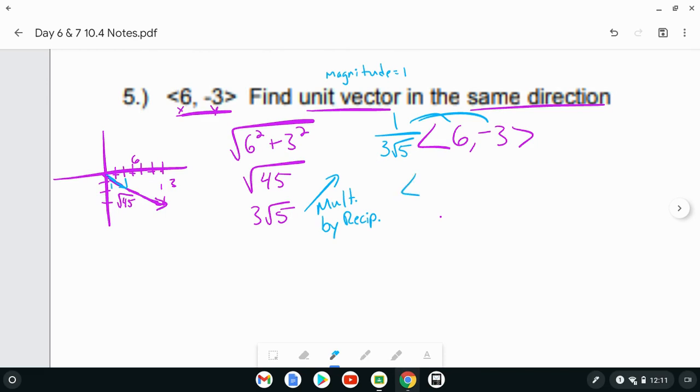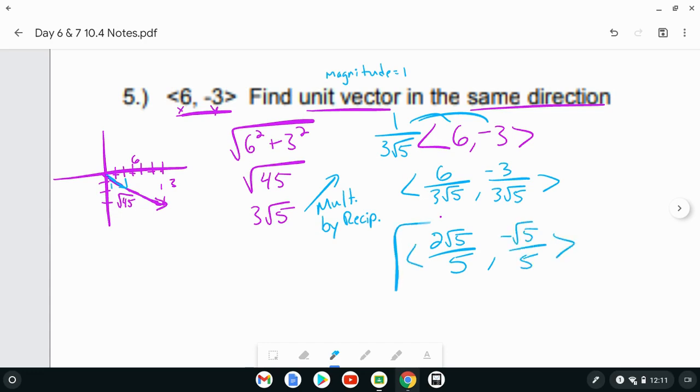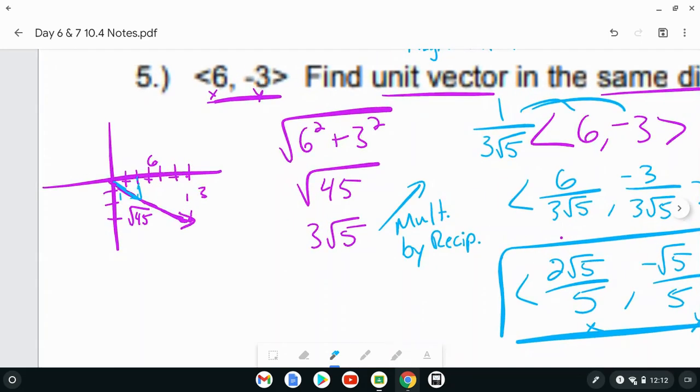So by doing this, 6 over 3 root 5, comma, -3 over 3 root 5, you end up reducing it. We get, what is that, 2 root 5 over 5, negative root 5 over 5. So now this right here is our unit vector, the horizontal and the vertical components. If I made this right triangle, this would be 2 root 5 over 5 as the horizontal component, negative root 5 over 5. And that gives us a unit of 1.